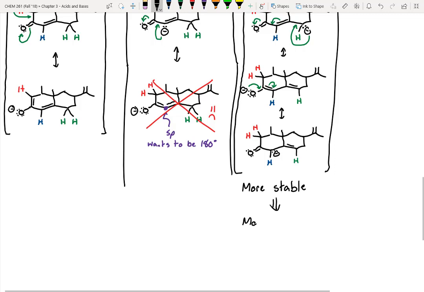Because it has more resonance structures. All right, so I know this does get pretty tricky. I would encourage you to practice these book problems. They take a while to get good at. They are tedious. Don't be afraid to go slow and make mistakes.